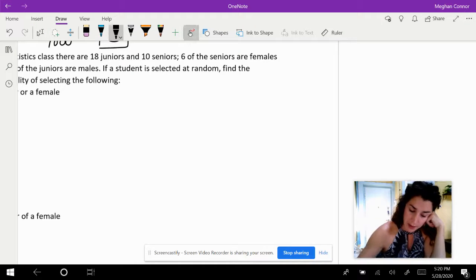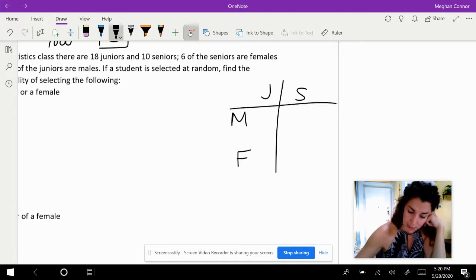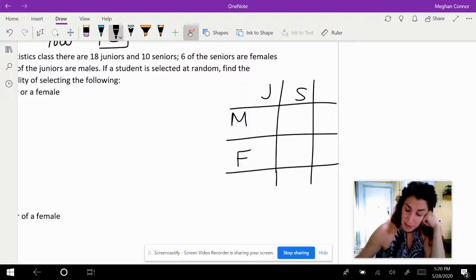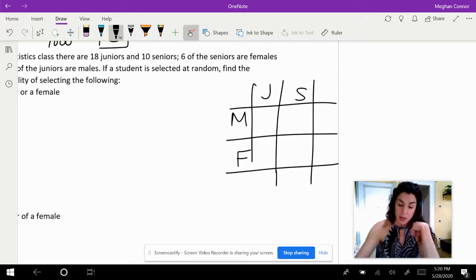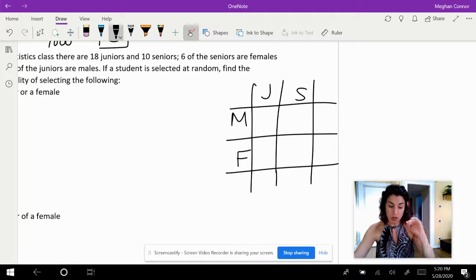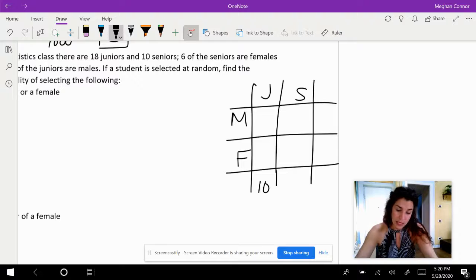So we've got juniors and seniors, and then males and females. And there's no overlap here, right? There's not a possibility for you to be both male and female, and there's not a possibility for you to be both junior and senior. So going through, it says that there are 18 juniors, so I'm going to write that down here as a total, 18 juniors, and then 10 seniors.